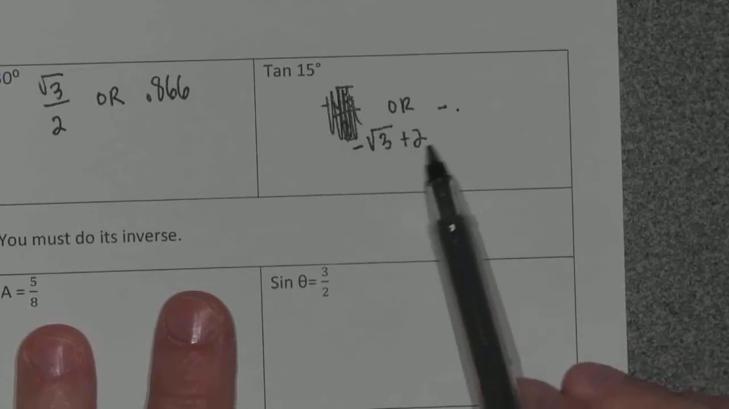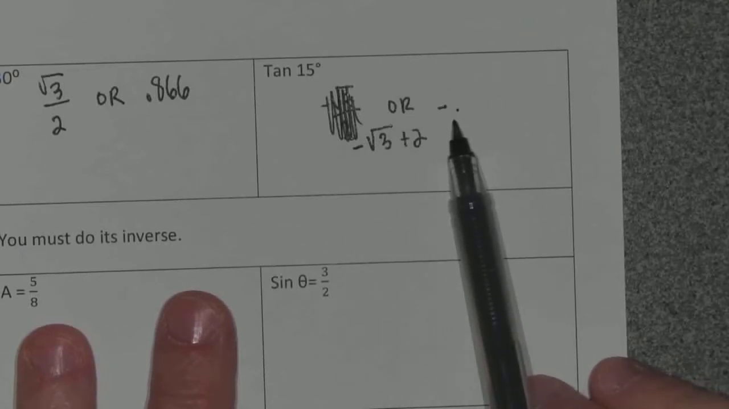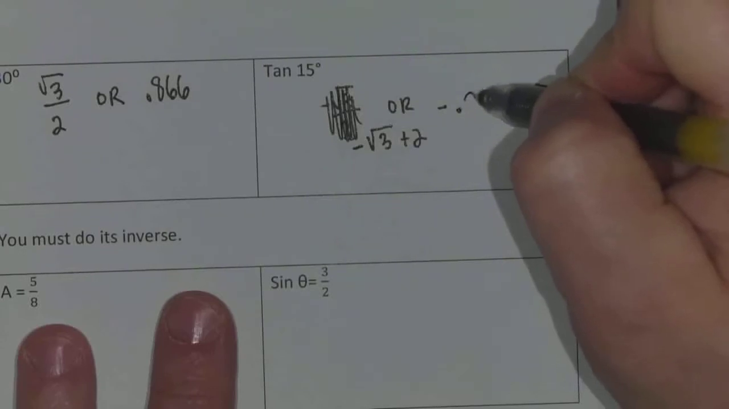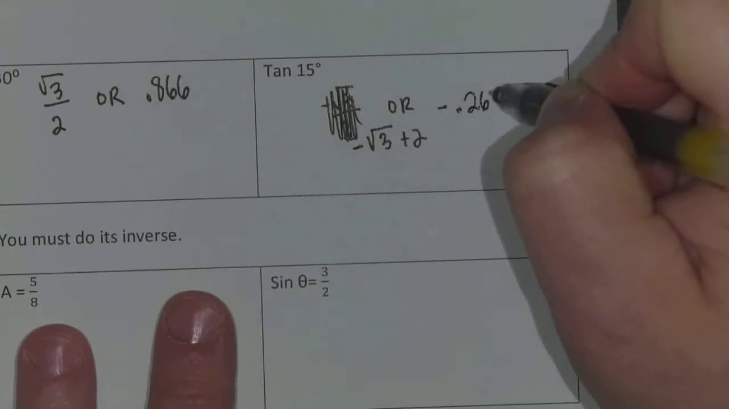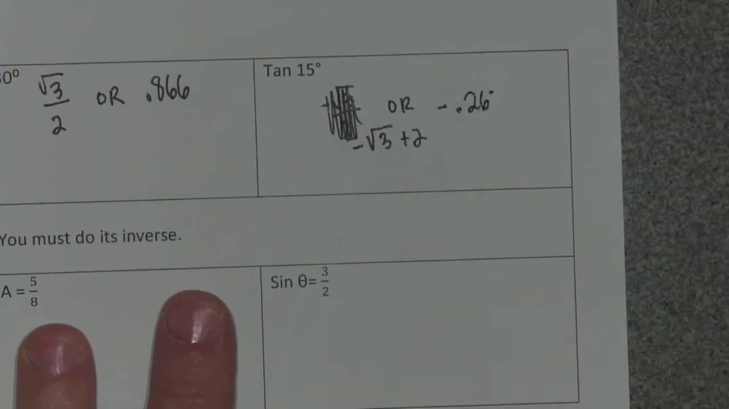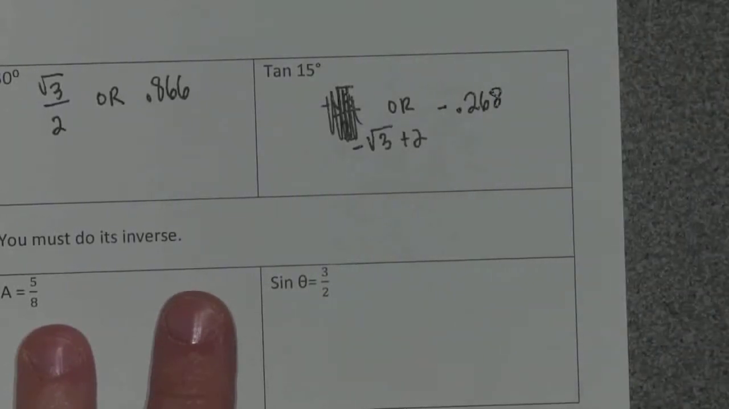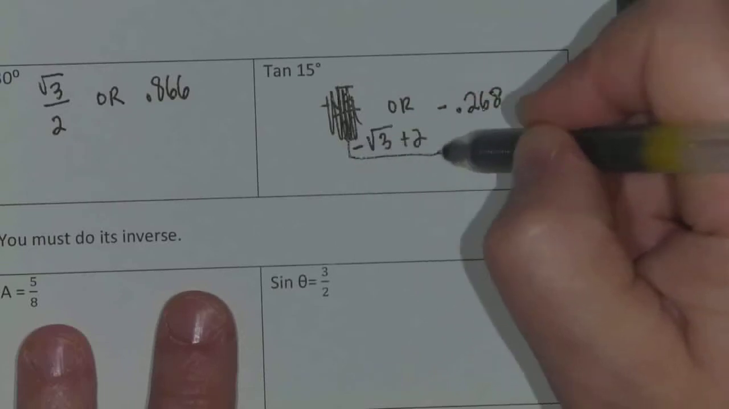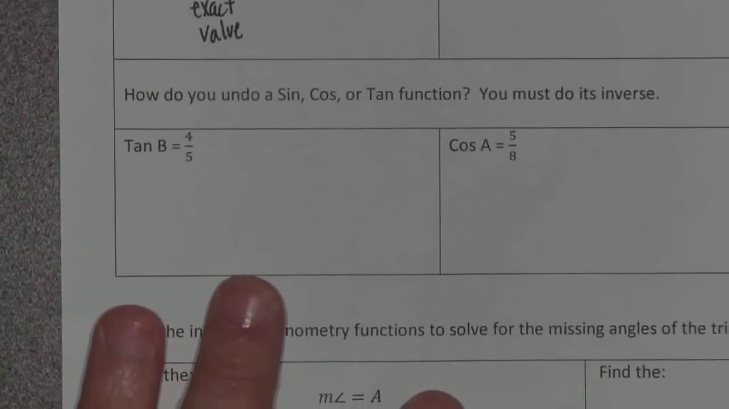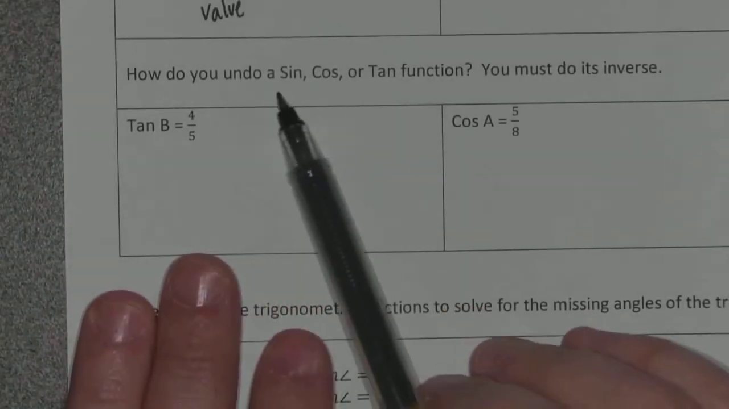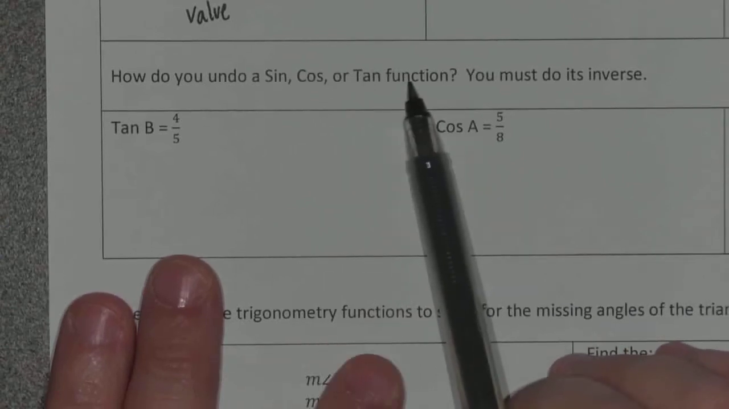Or if you do it as a decimal number, what is it? 0.267 or 0.27? 0.2679. Oh, so 0.26. Yeah, at some point we have to find a place to stop and round to, right? Okay, so either way, again, this is your exact value. This would be your decimal approximation. Okay. All right, so this time it says, how do you undo a sine, a cosine, or a tangent function?